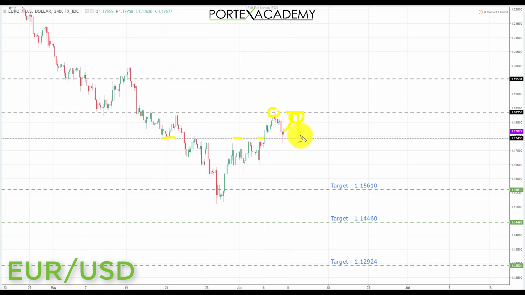And if we get a break through the 1.17433, this will provide another great place either once again to look for additional positions or a conservative first position if you want to wait for this to break through first. And we're going to be seeing if we can move down towards the first target and the next key area of support to the downside at the 1.15610. And if we can get a breakthrough here, we're going to be looking down towards the next key area of support to the downside at the 1.14460.